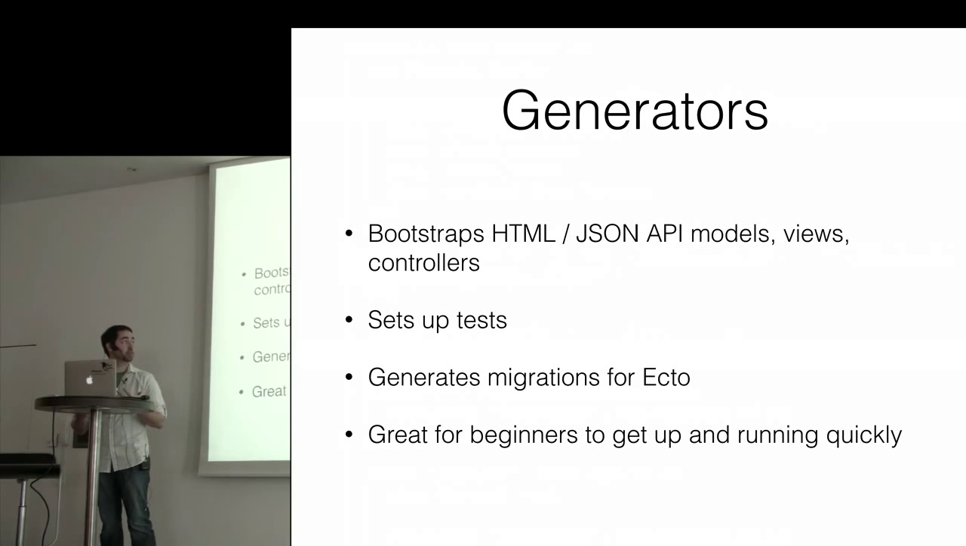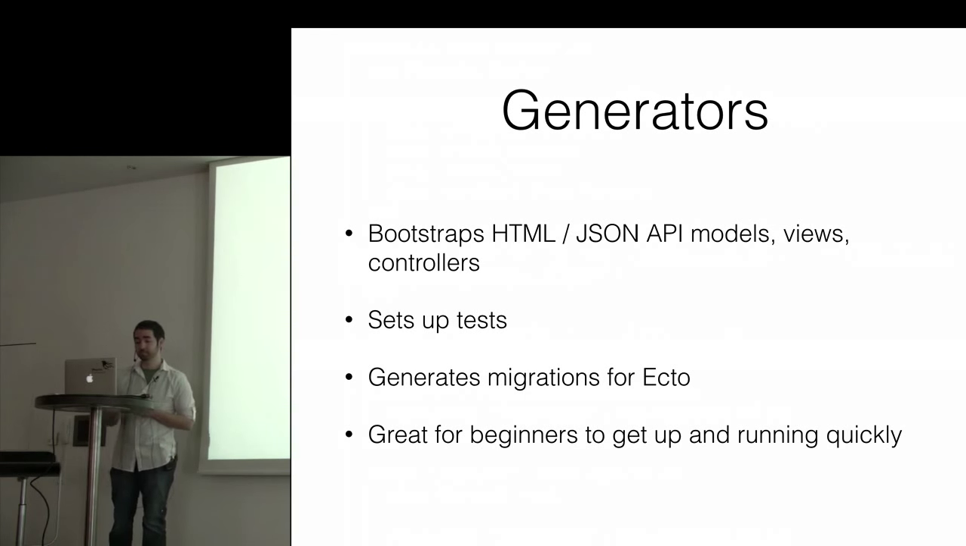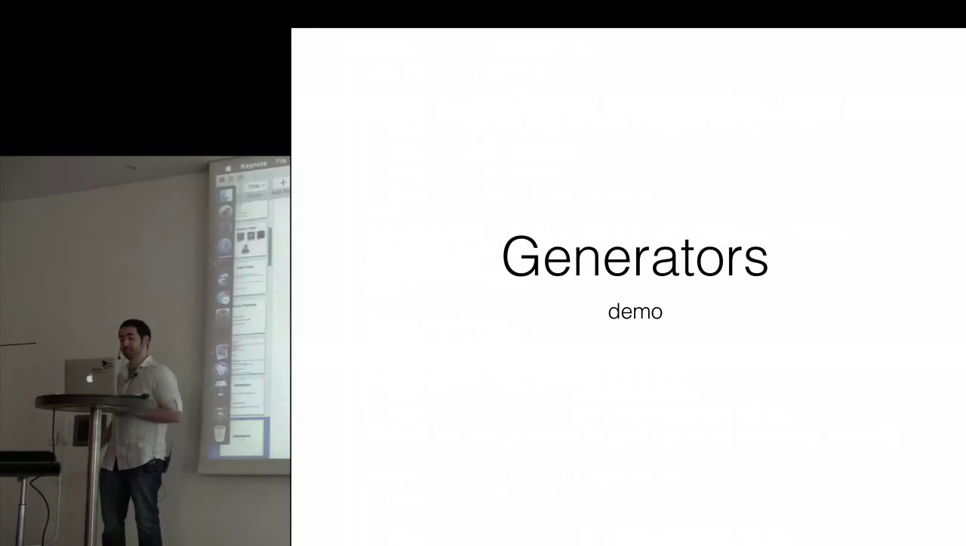So they just bootstrap your HTML or JSON API, models, views, controllers, templates, sets up some tests for you, it generates Ecto migrations, and like I said, it's just great for beginners to get up and running quickly. If you're using Phoenix professionally, you're not necessarily going to be using the generators for everything, but to get started, it's really important. And I have to show a demo, to really drive it home.